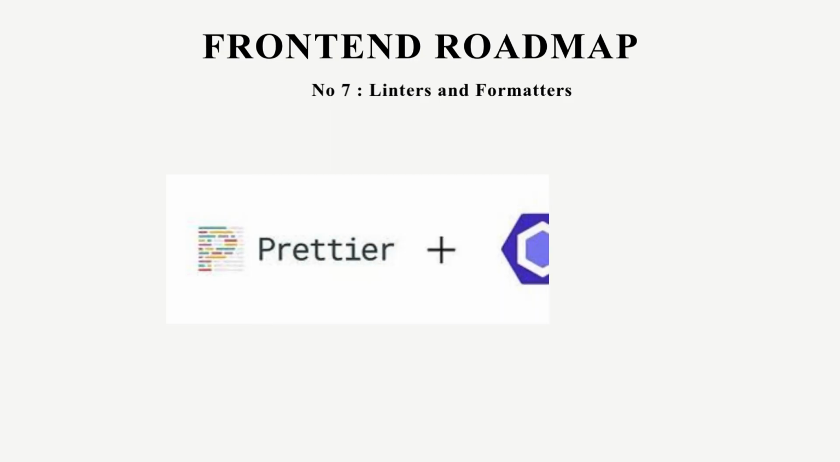Number 7. Linters and formatters. Maintaining clean and consistent code is very important. This is where linters and formatters come in. A popular formatter is Prettier. Prettier automatically formats code so that it follows a consistent style. Another essential tool is ESLint. ESLint analyzes your code and detects potential errors or bad practices. Using these tools helps teams maintain high code quality.